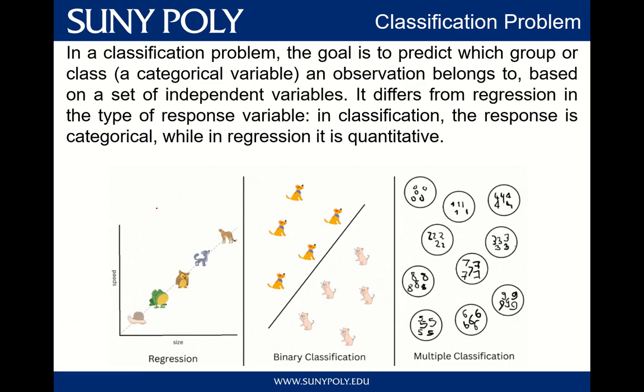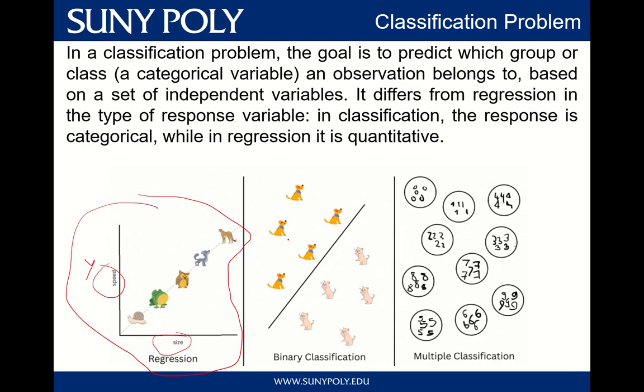In the regression model, like in this example, here we have two variables, the size of the animal, and we want to predict the speed of the animal. Right? So if you notice, our y variable, the dependent variable, is numeric. Therefore, that's a regression problem.